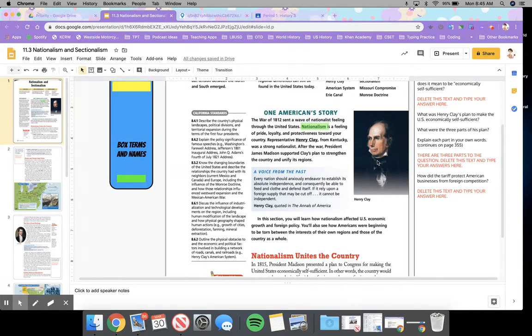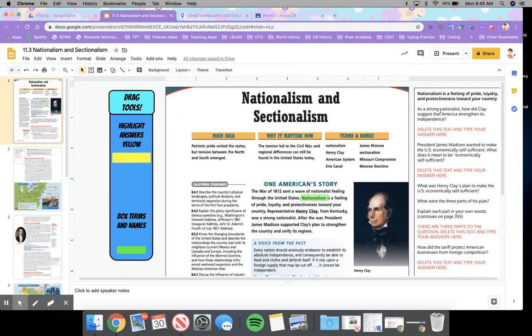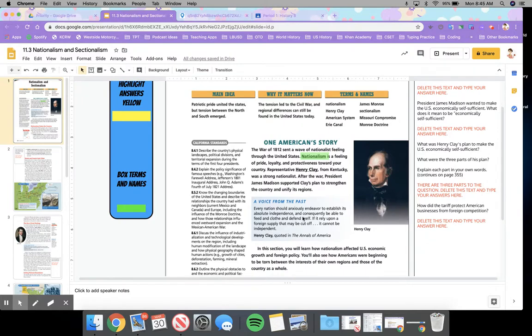So that's the answer to my question. It says, as a strong nationalist, how did Clay suggest that America strengthen its independence? Well, you strengthen your independence by being able to feed and clothe and defend yourself. If you rely on others, so a foreign supply, that they could cut off at any time for whatever reason, then you cannot be independent.